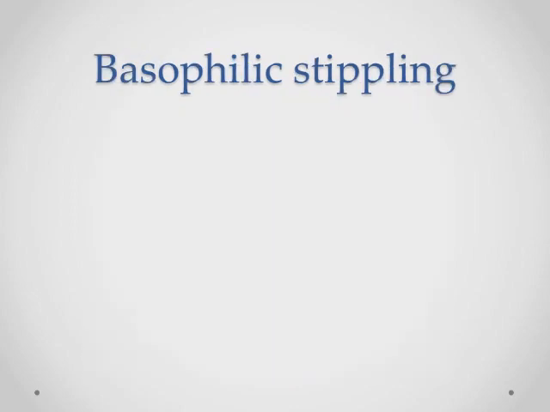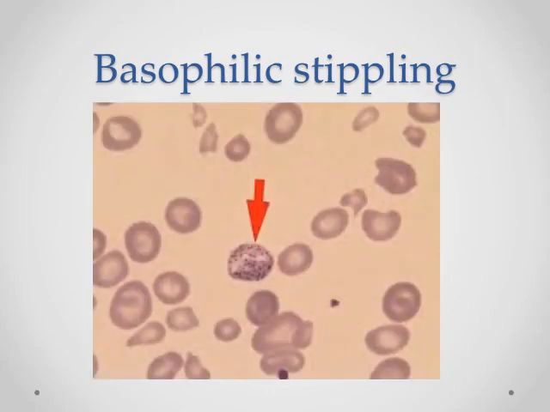Here we will talk about basophilic stippling. This occurs in case of absence of the 5-nucleotidase enzyme. There are remnants of RNA, many remnants here as we see, and this occurs in lead poisoning, heavy metal poisoning like lead, and sometimes in hemoglobinopathies like thalassemia, but that is not common. It is common in lead poisoning.